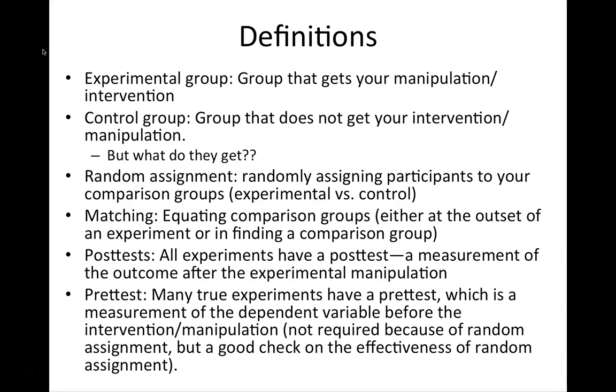Sometimes you randomly assign people to both of your groups, and it turns out that one group ends up being significantly older than the other group, just because that's how the random assignment worked out. Or maybe they're higher in one of your key variables than the other group is. And so being able to measure all of your variables before you actually implement any of your intervention or treatment is a good check on the effectiveness of your random assignment.